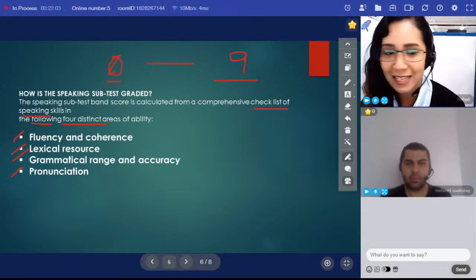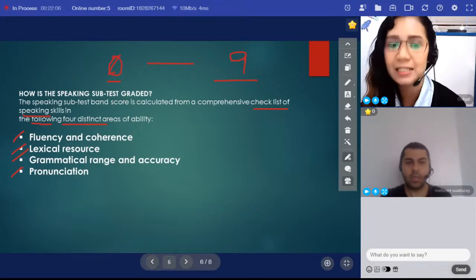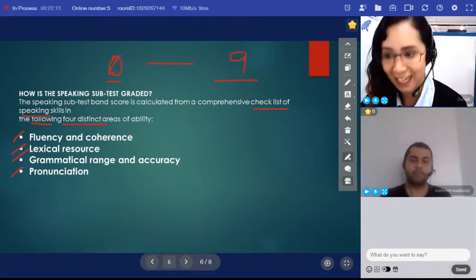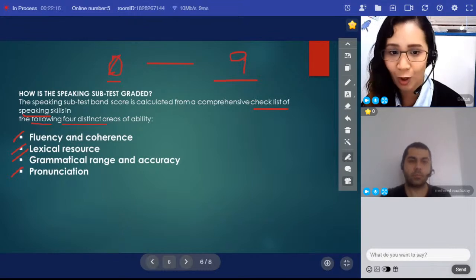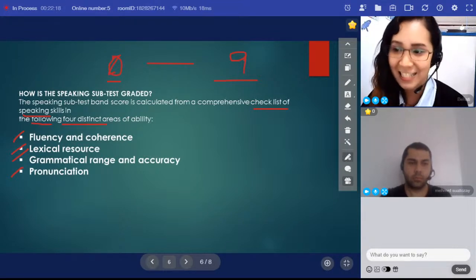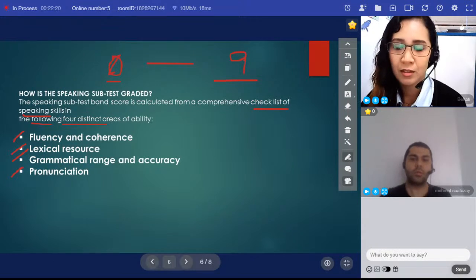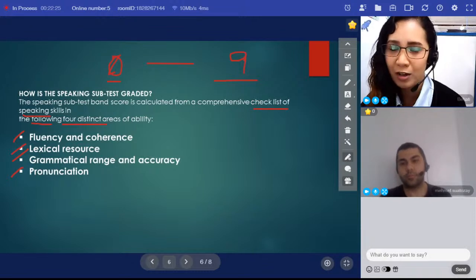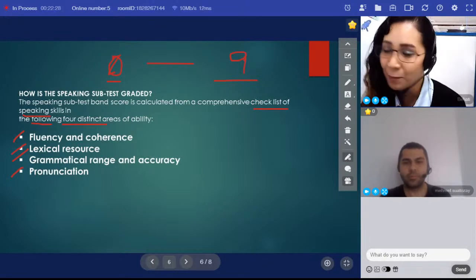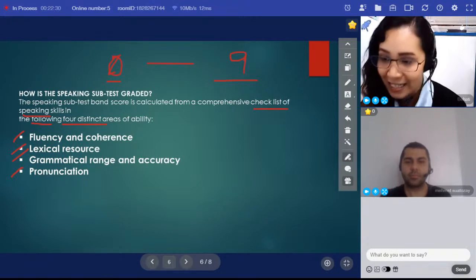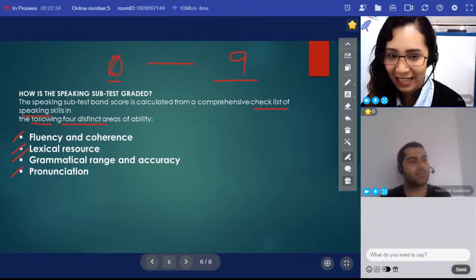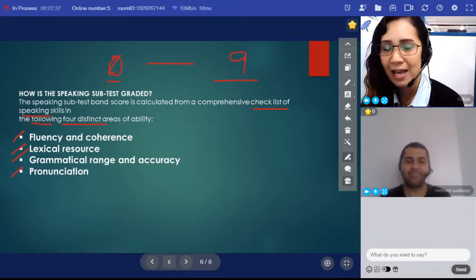One more time. Fluency and coherence. This is your ability to express ideas and opinions clearly and coherently without long pauses and hesitations. Most of the students who are still thinking about the answer would have some pauses, some fillers. Yes, that affects your fluency and coherence.